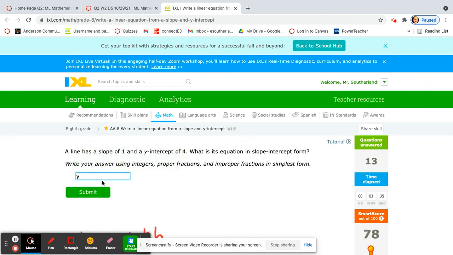Here, it's going to start out y equals, the slope is 1, then x, and then a y-intercept of +4, so we put +4. Here it says we want to start out y equals. The slope is 1, we put 1x. And then it says negative 10 is the y-intercept, so we put minus 10.